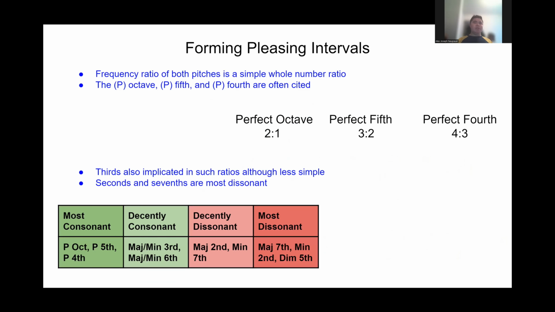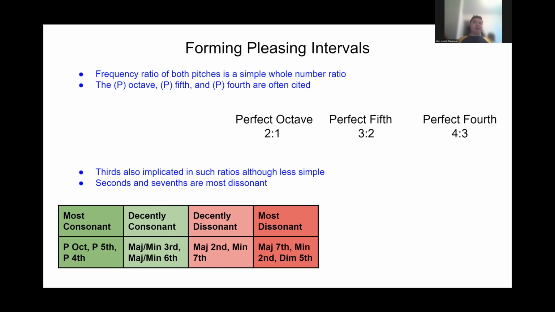Let's bring it back to the music theory. We already said the first bullet point up here that we're looking for intervals where the frequency ratio of both pitches is a simple whole number ratio. The octave, the fifth, and the fourth do this very nicely because they form the simplest whole number ratios that you could possibly have.